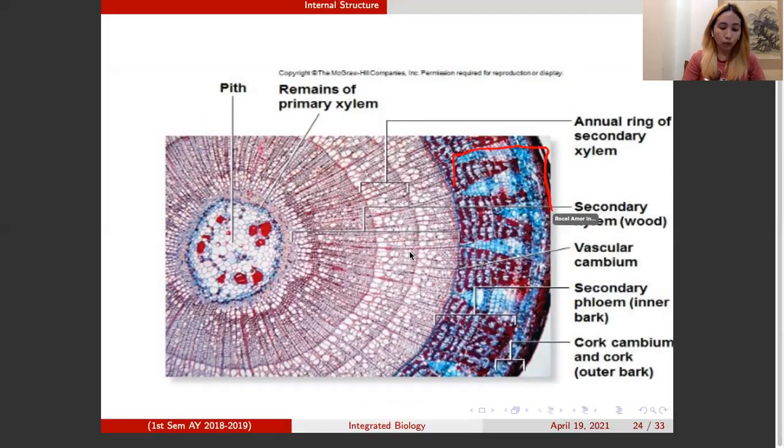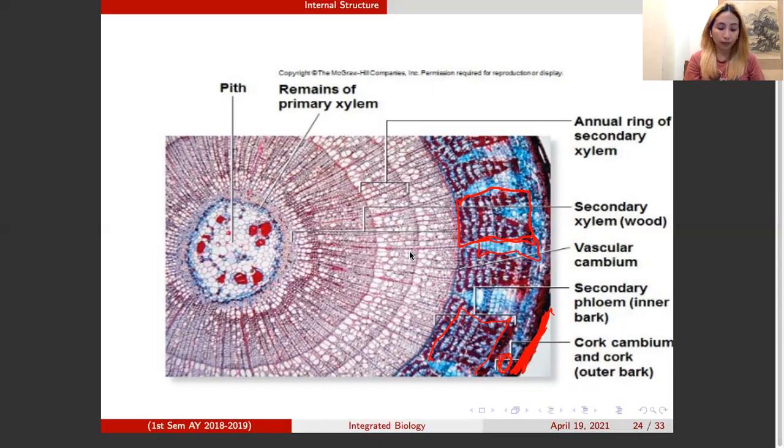Yan. So nasaan yung secondary phloem? This is the secondary phloem. Yung mga red. The blue ones are the cork parenchyma. This is a very, very dark layer over here would be your cork. And then the blue layer na nandito between the cork and the xylem, that would be your cork cambium. Okay? So yun yung part ng periderm.